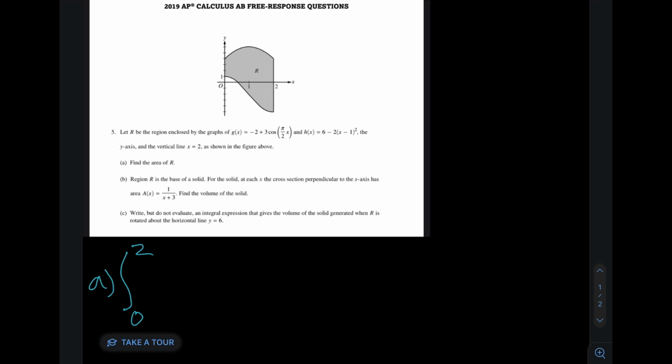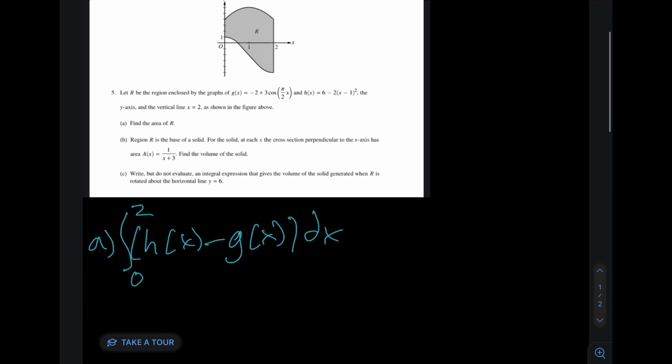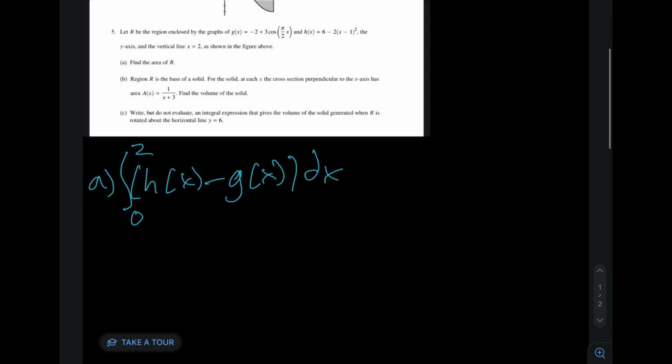So basically we're going to integrate h of x minus g of x, just like so. Obviously remember dx, always got to put your dx. A lot of people forget and they lose really easy points off of that. Anyway, so now let's get into actually doing the work.